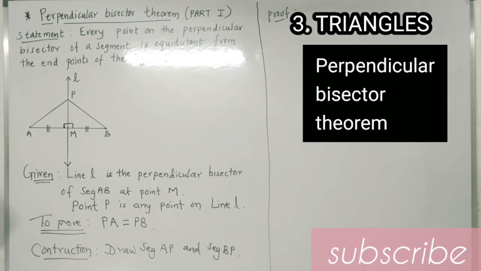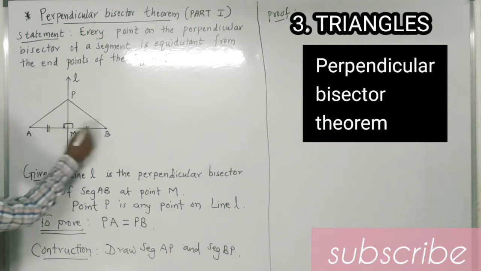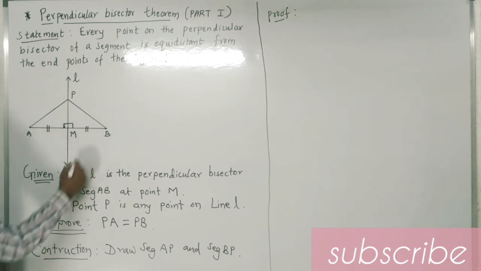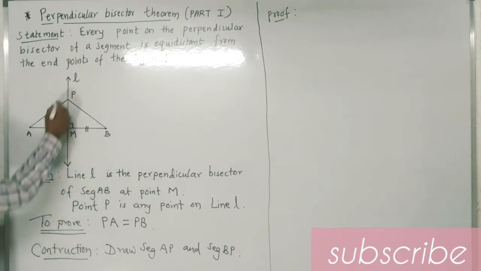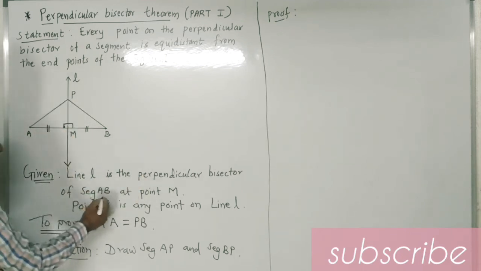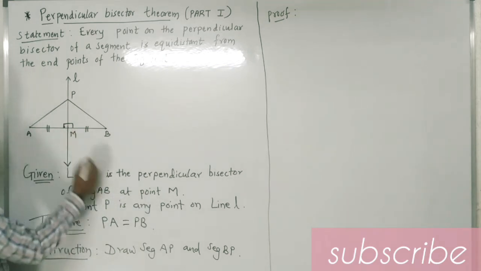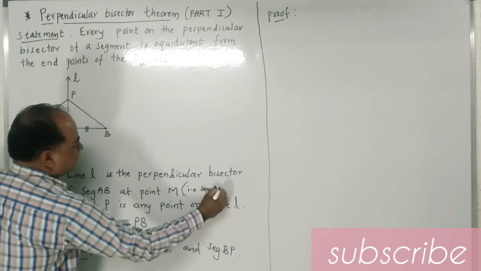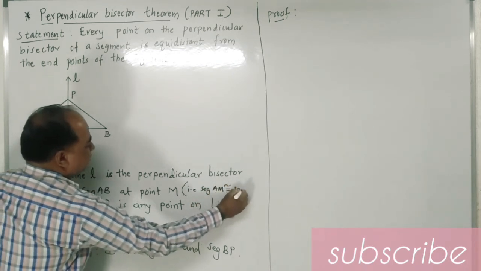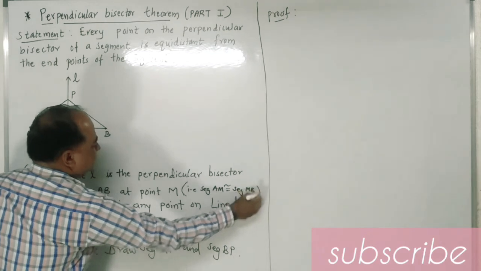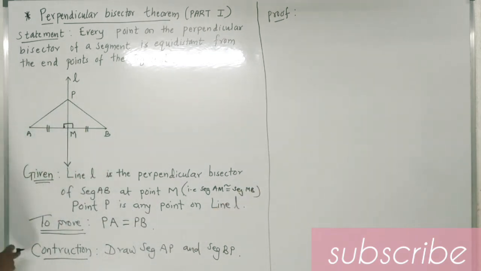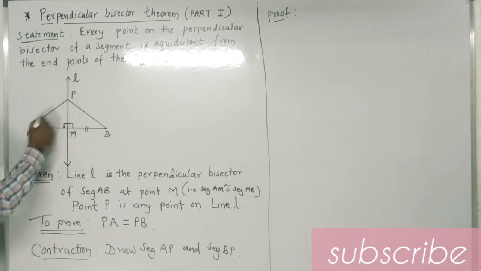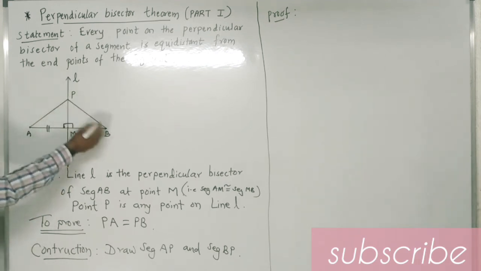of the segment. So let us consider segment AB, and line L is the perpendicular bisector of segment AB at point M, which is given. Here segment AM is congruent to segment MB. This is given. We have to prove that for any point P we take, PA is congruent to PB.